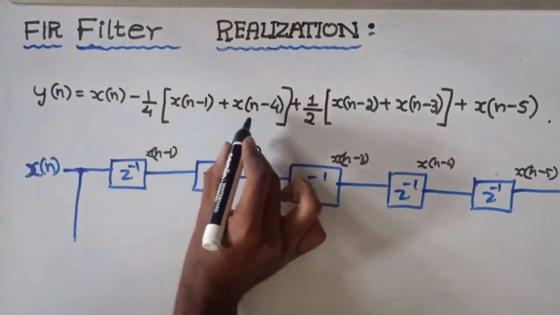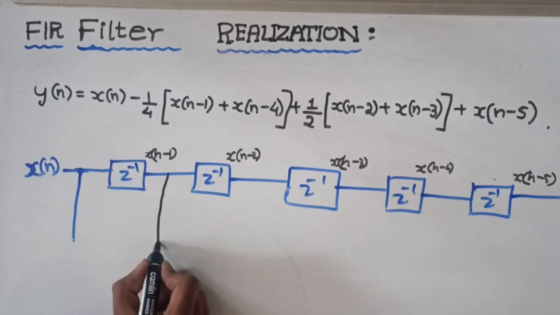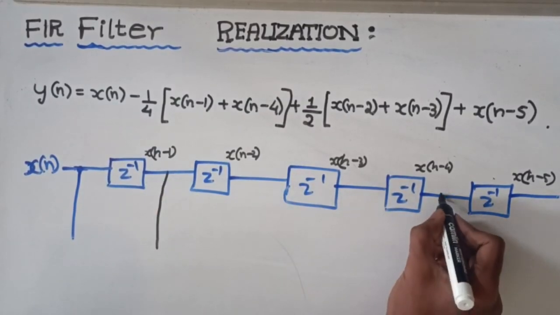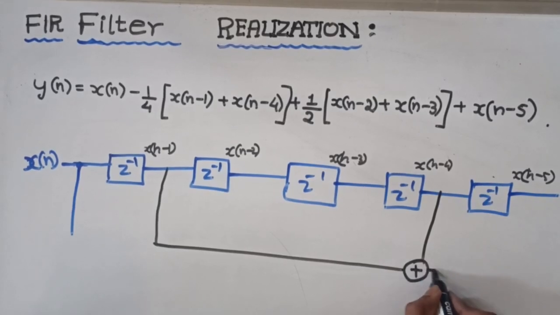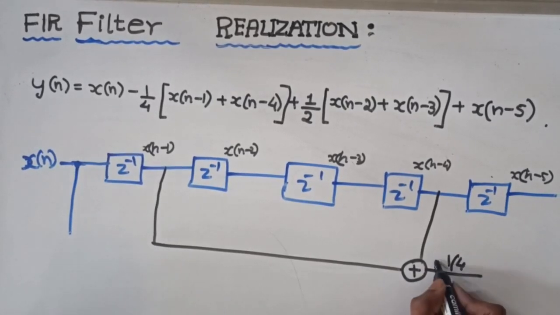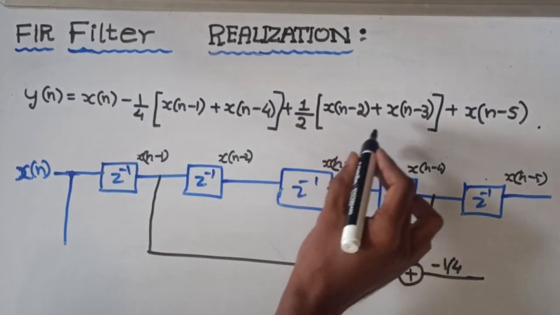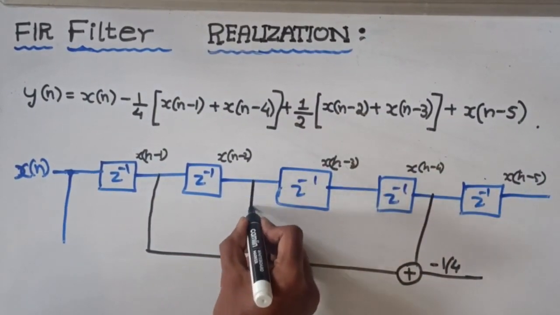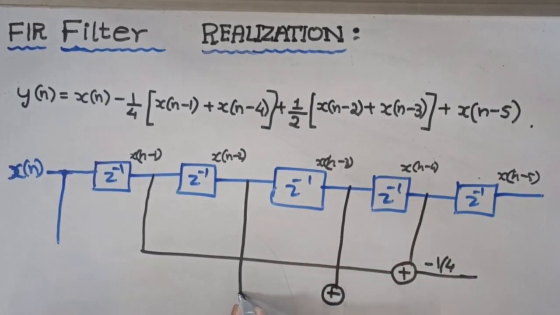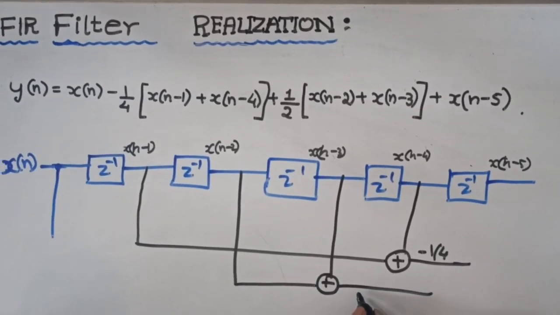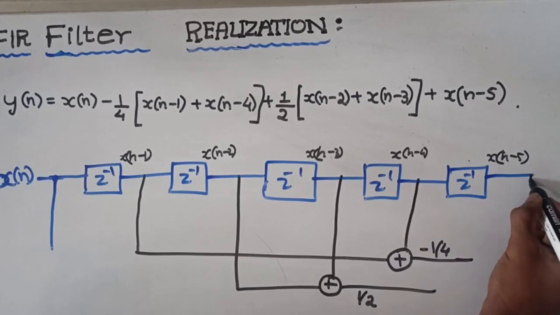We have x of n minus 1 and x of n minus 4 as coefficient minus 1 by 4. Hence x of n minus 1 and x of n minus 4 together sum up with coefficient minus 1 by 4. Similarly, x of n minus 2 and x of n minus 3 have coefficient 1 by 2. X of n minus 2 and x of n minus 3 sum up together with coefficient plus 1 by 2, and x of n minus 5 has coefficient 1.